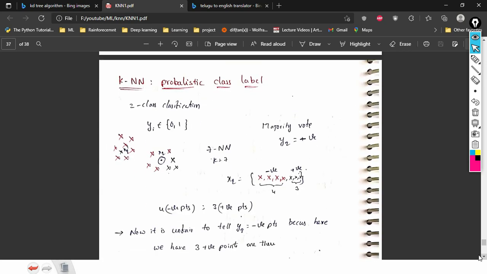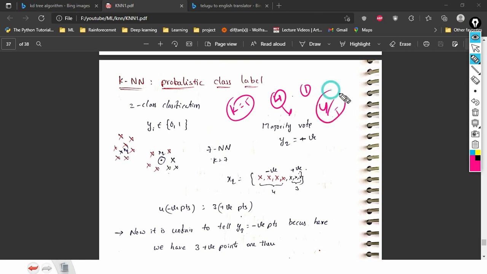Now we will see what the problem is. One of the good things in KNN is that we can also use probability. Instead of getting a positive class or negative class, it is good to give the probability. That means if k equals 5, and among the 5, 4 are positive points and 1 is a negative point, instead of giving a positive class, we can directly say 4 by 5 is the probability that the point belongs to the positive class.